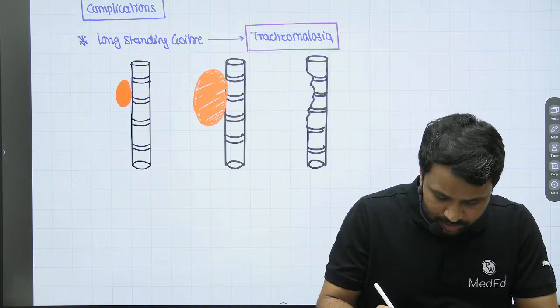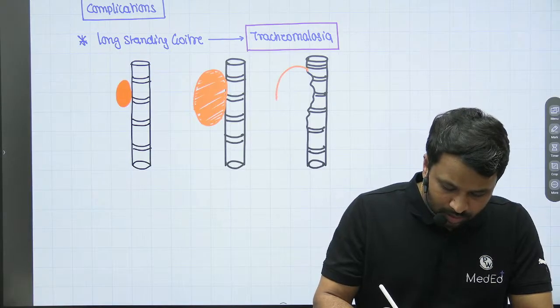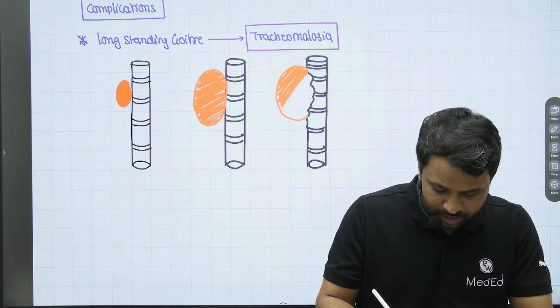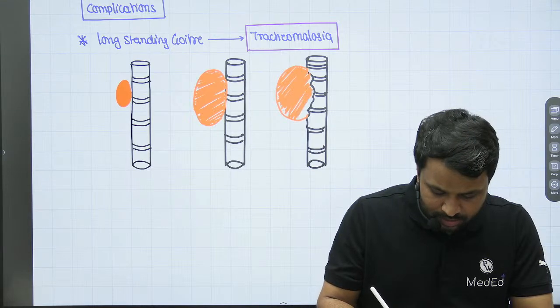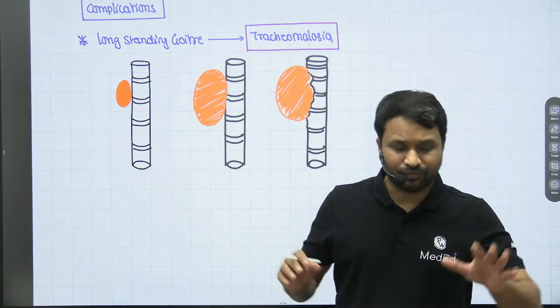This is what we call tracheomalacia. So this is what the gland is exerting the pressure on, and this pressure over a period of time is what we are calling tracheomalacia. The trachea is becoming weak, softened.